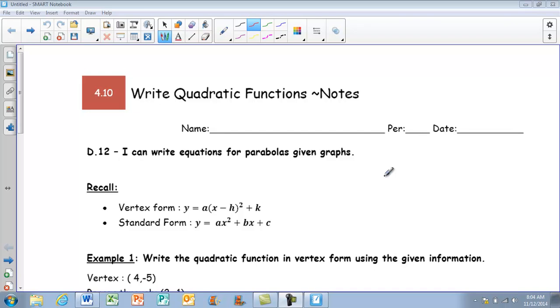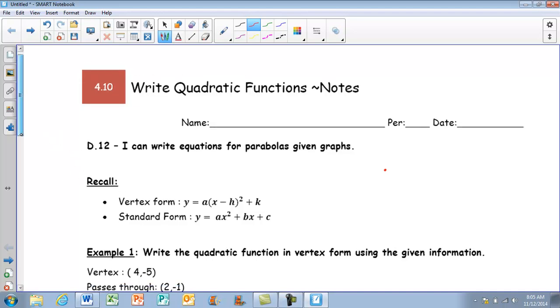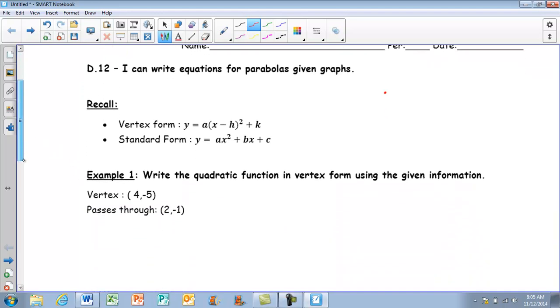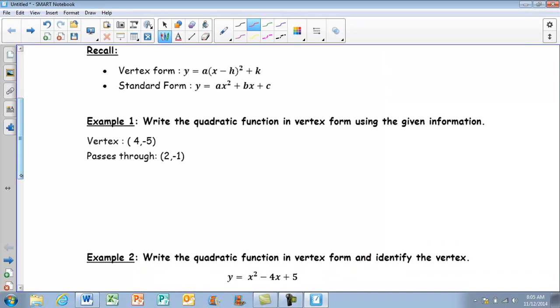Remember that (h, k) is the vertex, and we are going to take the opposite of that h value to find the x value of the vertex, and the k is the y value. Then we have our standard form, y equals ax squared plus bx plus c.